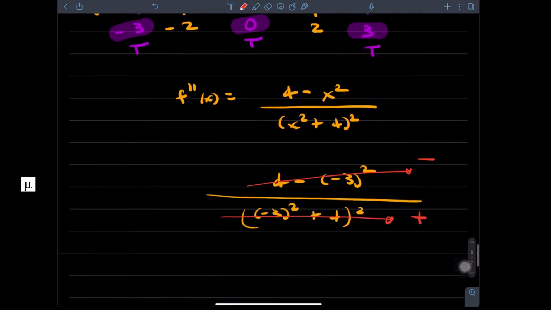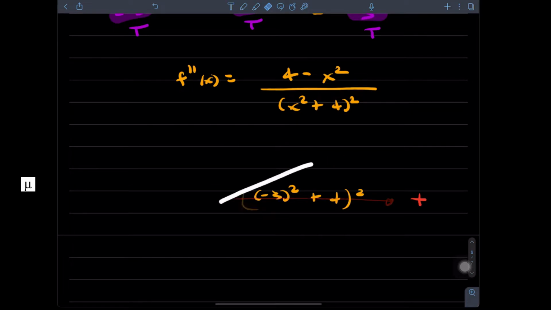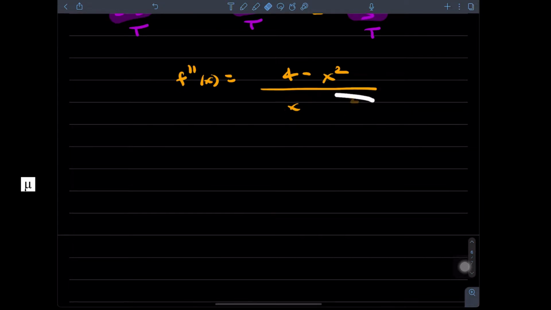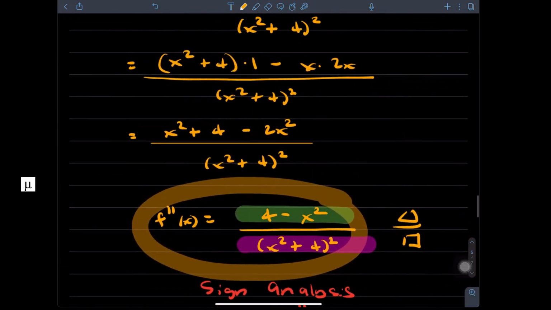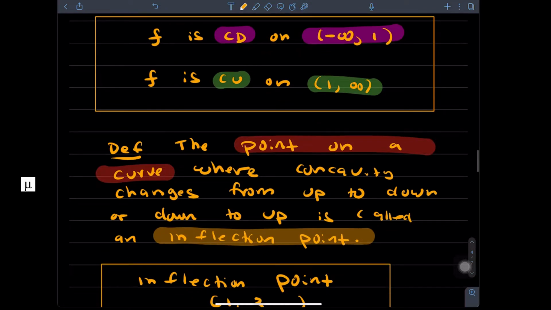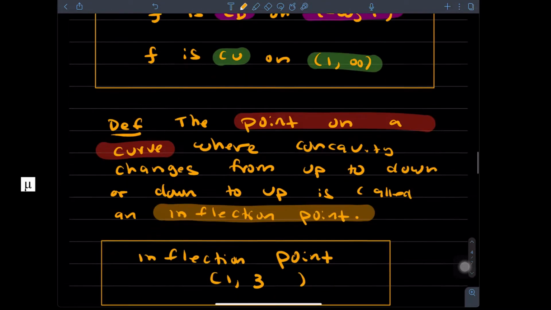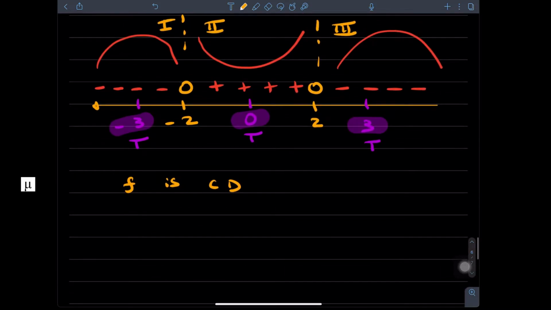Okay, so let's draw our conclusions now. I'm going to erase this. Erase this one. What's the conclusion here? What are we going to say? F is concave down. I forgot what color we were using for concave down. Concave down is pink, I think, and concave up is green. So, okay, pink.